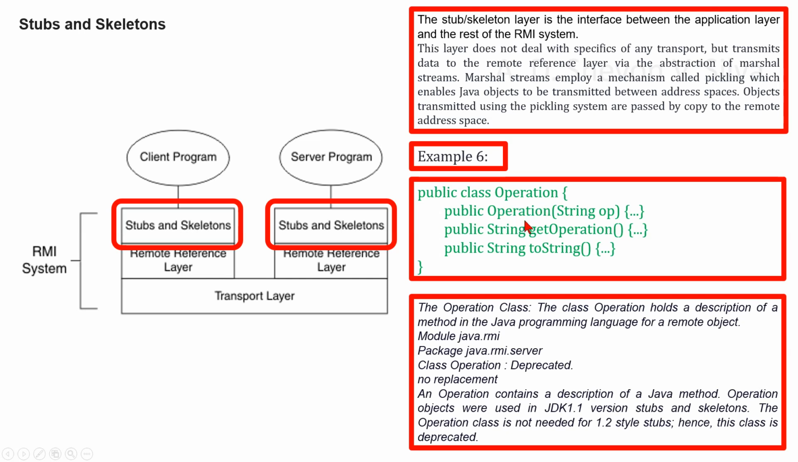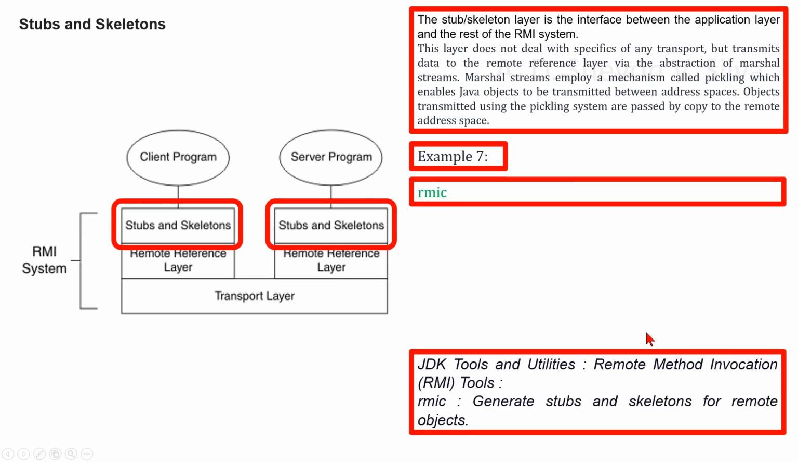The Operation object is typically constructed with the method signature. The method getOperation returns the contents of the operation descriptor, the value with which it was initialized. The method toString also returns the string representation of the operation descriptor, typically the method signature. Now we are considering Remote Method Invocation, RMI tools, in JDK tools and utilities. The tool rmic generates stubs and skeletons for remote objects.